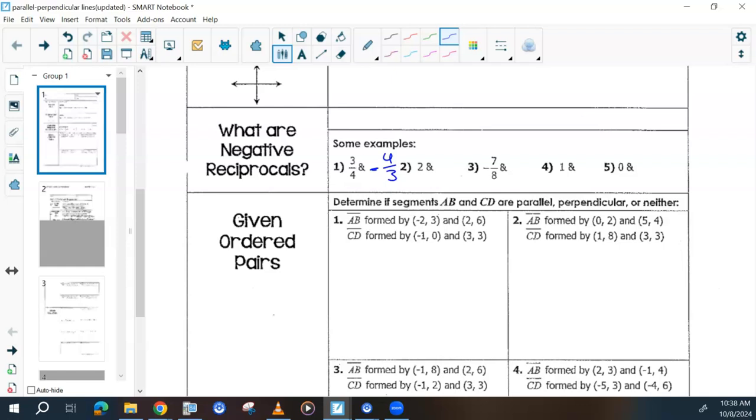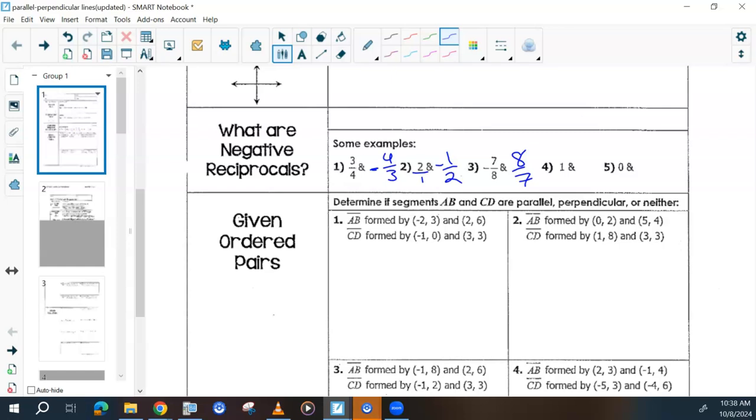So then for the next one, I have to think about this as a fraction, 2/1. What would that negative reciprocal, or flipped version with a different sign, be? -1/2. What about number 3? Positive 8 over 7. Number 4?